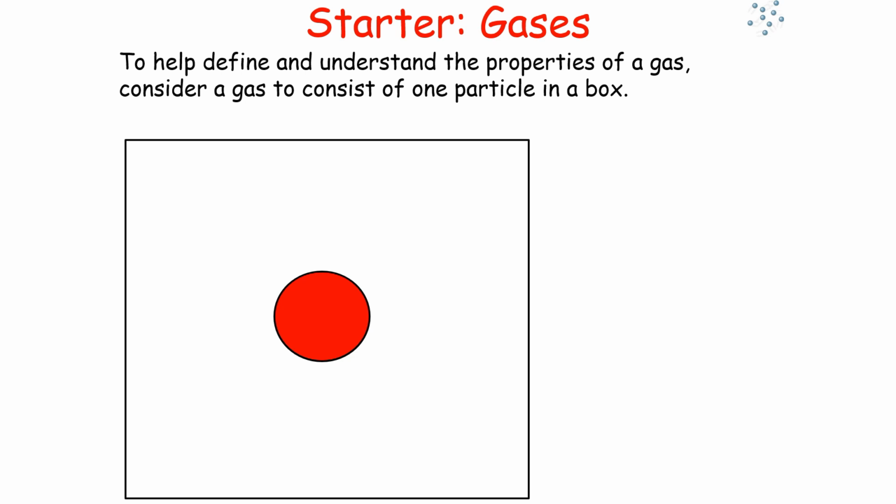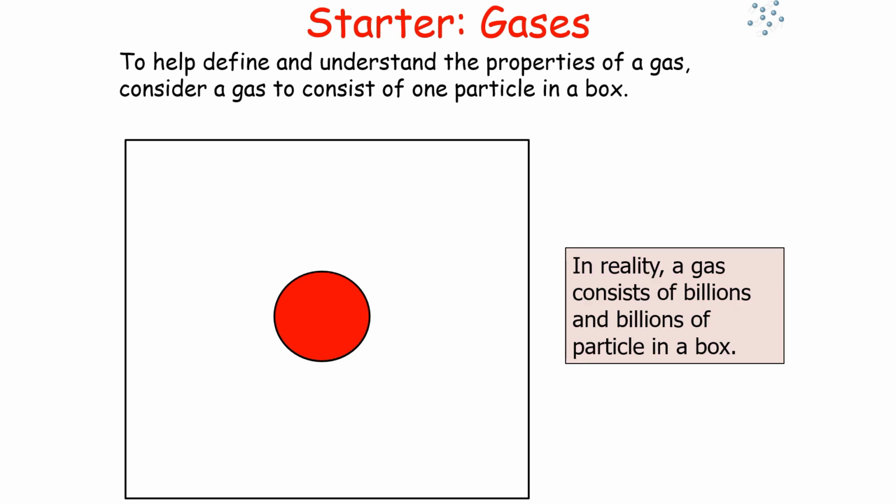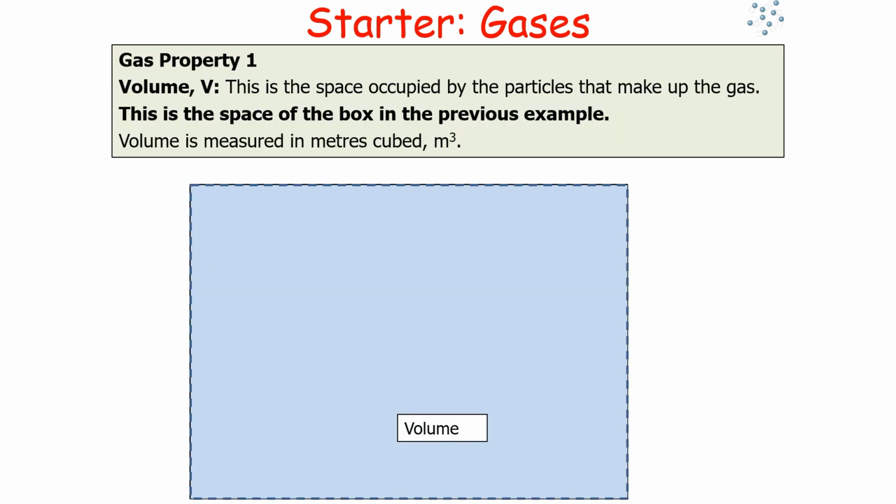Now, to help define and understand the properties of a gas, consider a gas to consist of one particle in a box. Now in reality, a gas consists of billions and billions of particles in a box, which is just a container. Now the first property of a gas is the volume, which we denote with the symbol V, which is the space occupied by the particles that make up the gas. So in the example of it being a particle in a box, it is the space of the box.